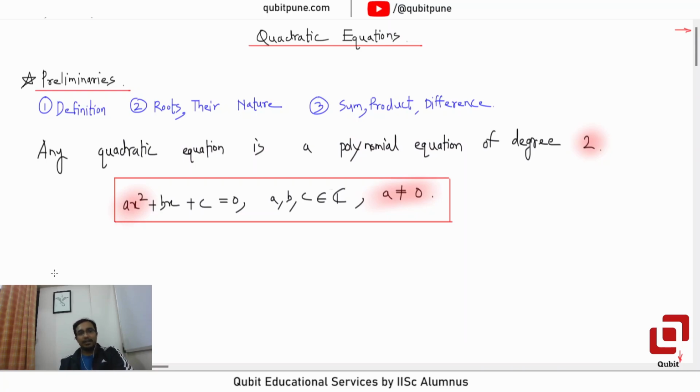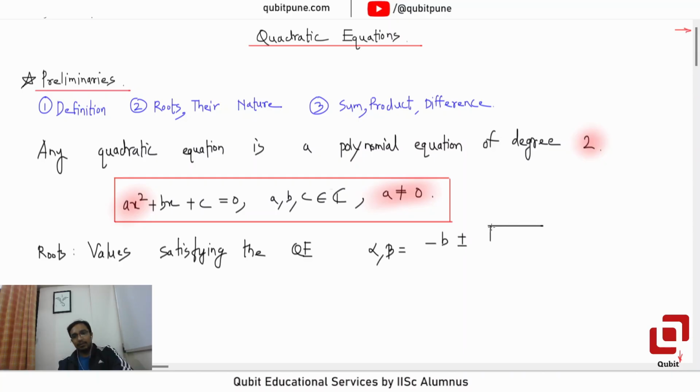What are the roots of a quadratic equation? Roots are basically values of x which satisfy the quadratic equation. Roots are values satisfying the equation, right? Values satisfying the quadratic equation. Can anyone tell me the formula for the roots? Negative b plus or minus root of b squared minus 4ac upon 2a. Okay, minus b plus or minus root of b squared minus 4ac upon 2a.